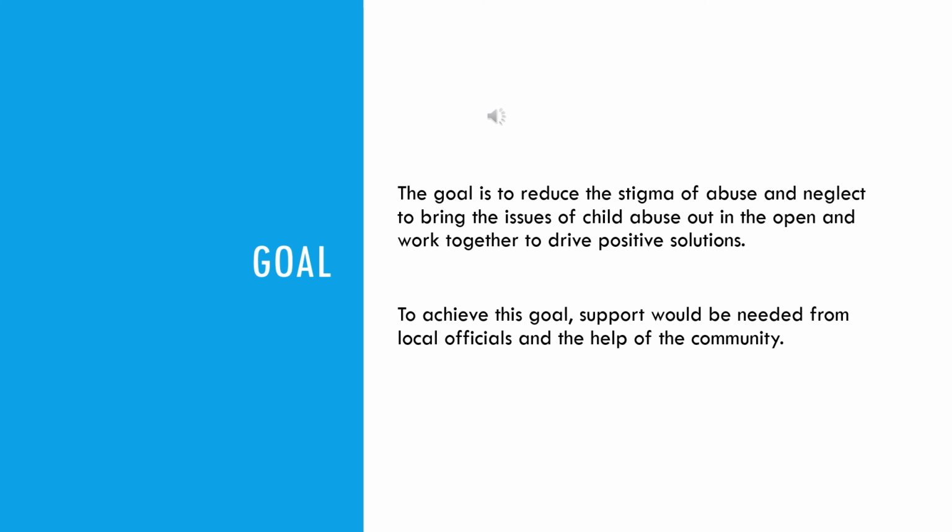The goal is to reduce the stigma of abuse and neglect, to bring the issues of child abuse out in the open, and work together to drive positive solutions. Primary prevention strategies involve the provision of services which are available to the community with the purpose of raising awareness and introducing service providers to the goals and objectives of awareness programs dealing with child abuse.